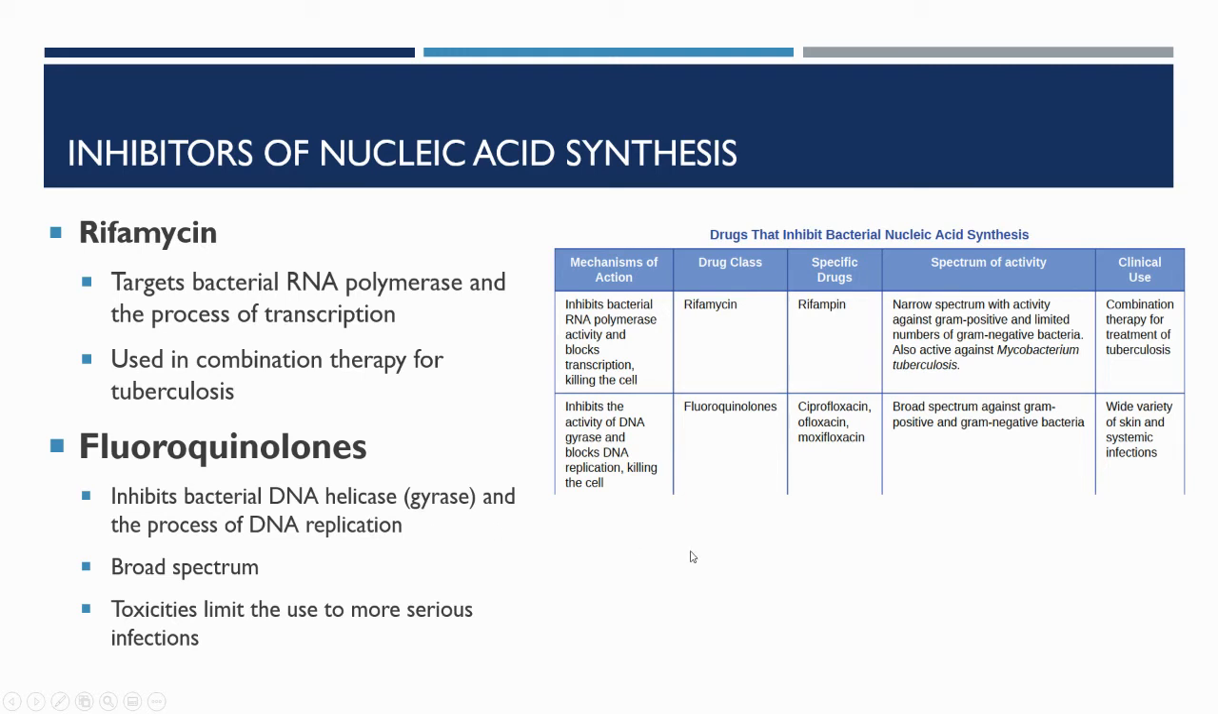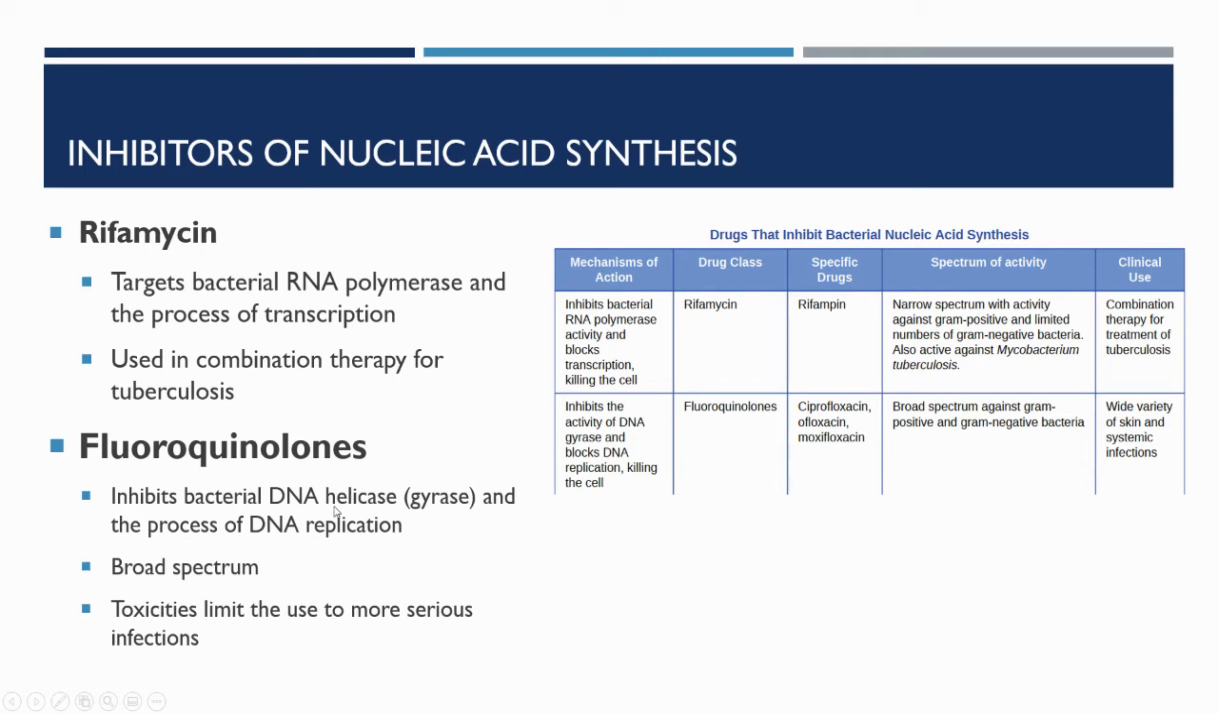Fluoroquinolones inhibit bacterial DNA helicase. So helicase, remember, is the enzyme that unwinds and unzips our double-stranded DNA. So it unwinds it and unzips it. In bacteria, we call this gyrase. This gyrase is different from the helicase in eukaryotic cells. So we can target this specific enzyme.